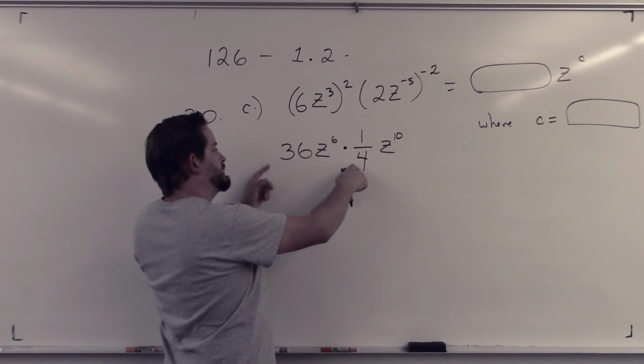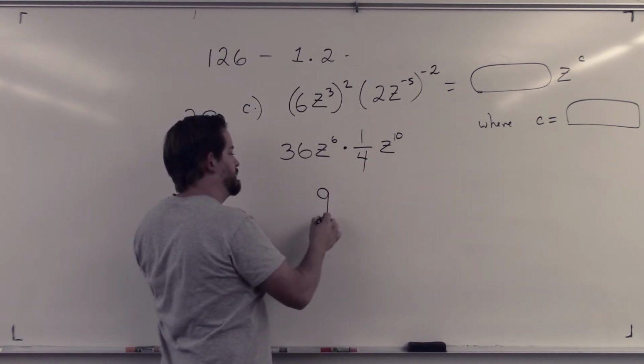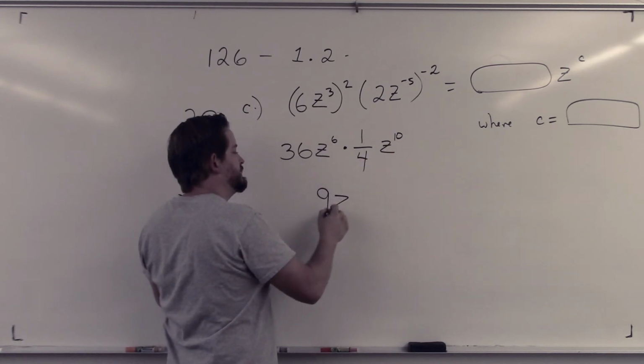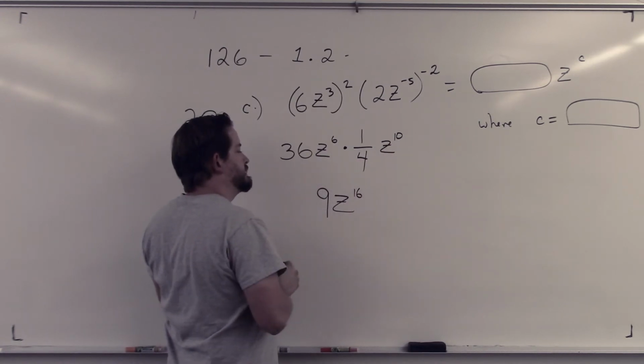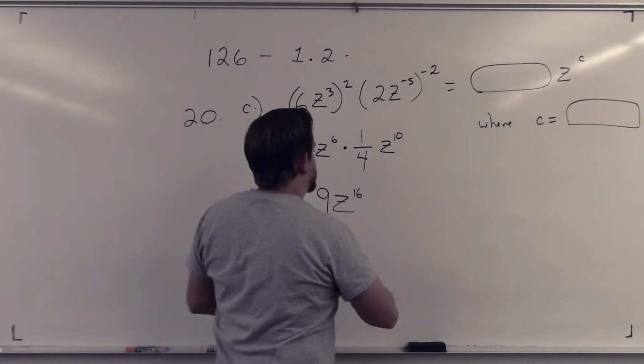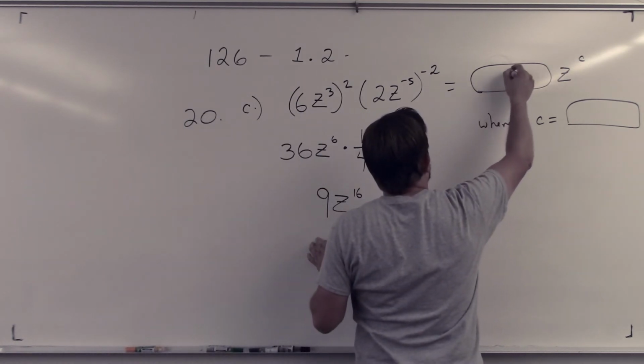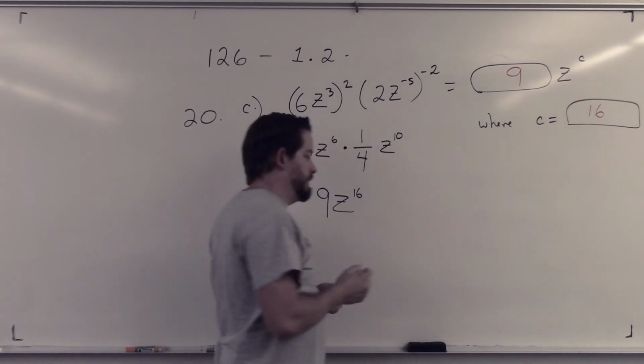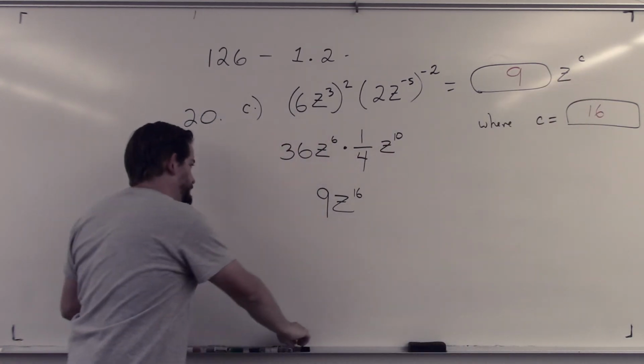And then 36 divided by 4 is 9. Z to the 6 times z to the 10 gives me z to the 16. And so I have it, my answer should look like this. The number in front was a 9, the c is 16, there we have it.